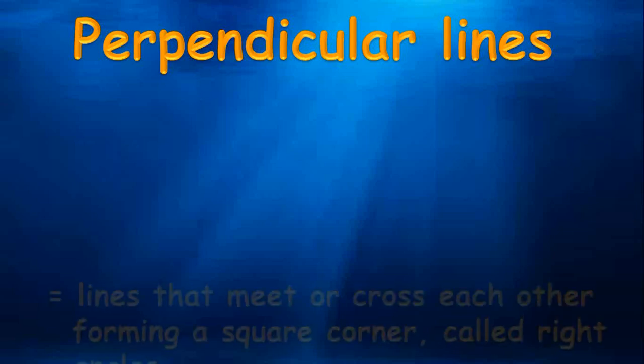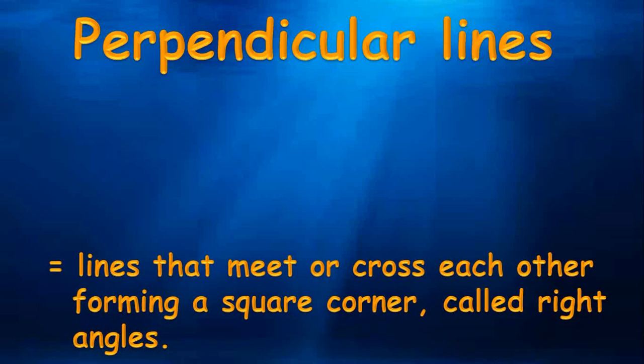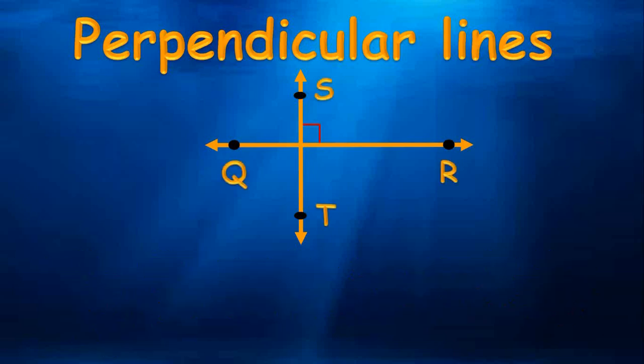Another example of kinds of lines is perpendicular lines. These are lines that meet or cross each other forming a square corner, called right angles. An example of this is line ST is perpendicular to line QR. And it is written in words and symbols.